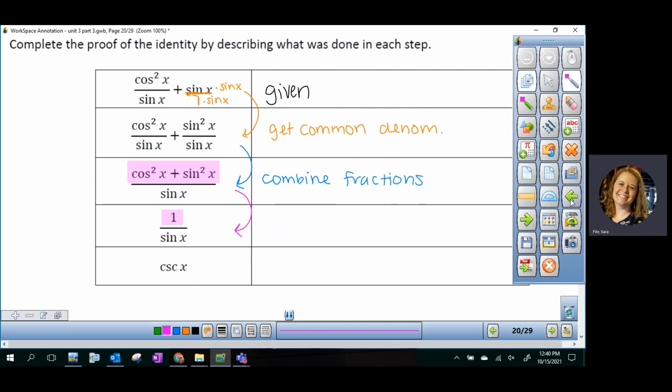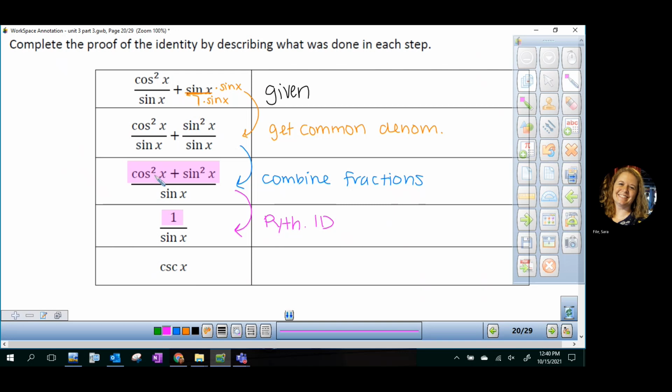The same one we used on the last. That's a Pythagorean identity. Sine squared plus cosine squared is 1. Now this one's written as cosine squared plus sine squared, but addition doesn't matter what order, right? So that is 1 according to the Pythagorean identity.